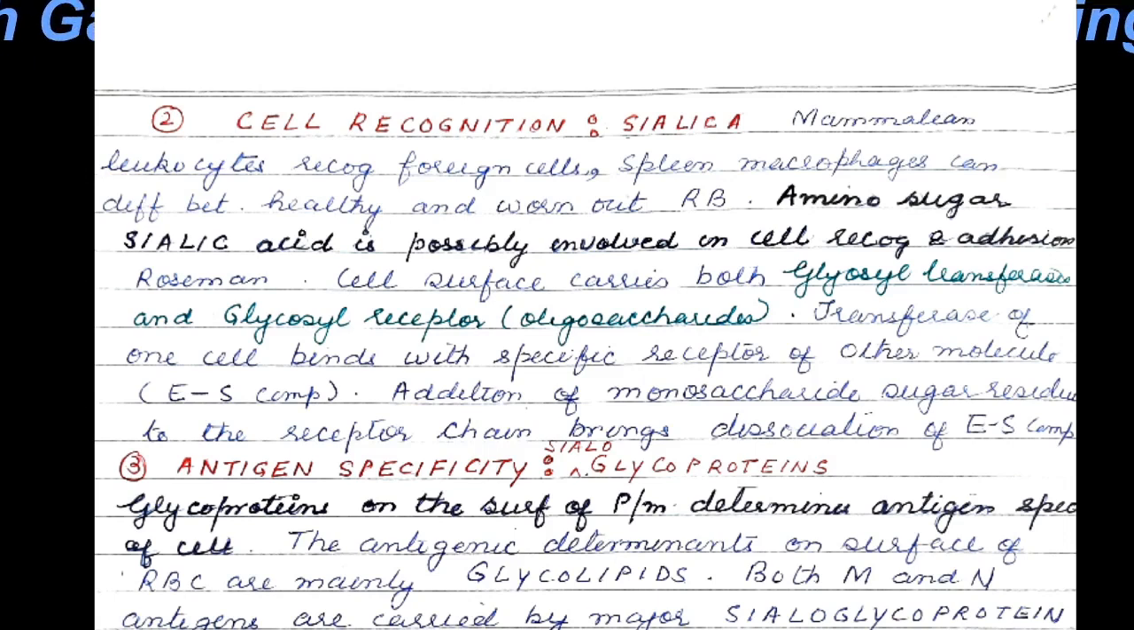Another function performed by the cell membrane is cell recognition. You might have seen that incompatible blood transfusion or organ rejection is caused by the proteins of the glycocalyx on the RBCs, and sialic acid is involved in cell recognition. Mammalian leukocytes recognize foreign cells. Spleen macrophages can differentiate between healthy and worn out RBCs. The spleen is not going to kill our normal RBCs because its macrophages have the capacity to recognize healthy and worn out RBCs.